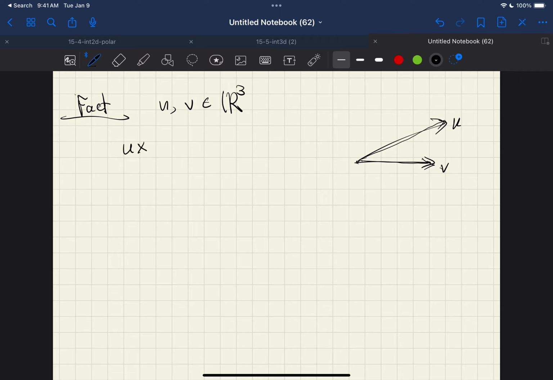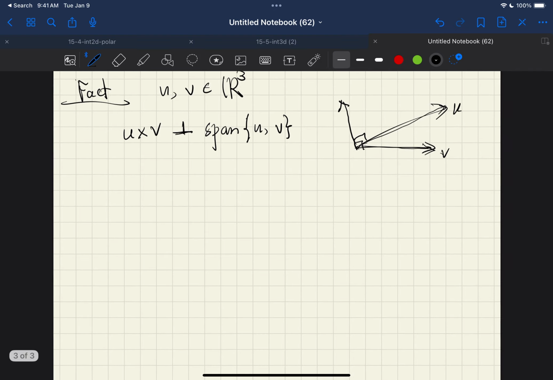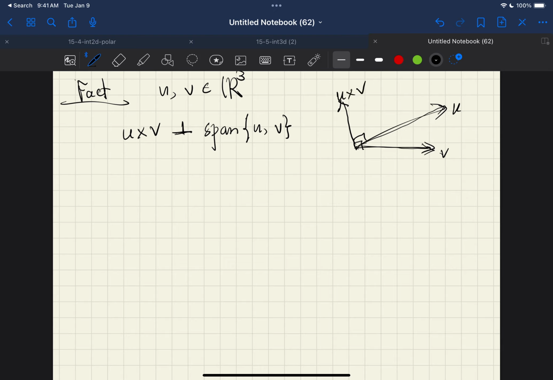And u cross v is another vector which is perpendicular to this plane, so perpendicular to both u and v. In other words, this is the span of u and v, and u cross v is perpendicular to the span. Span means the plane going through u and v. So this is u cross v. This is u here and v is here.